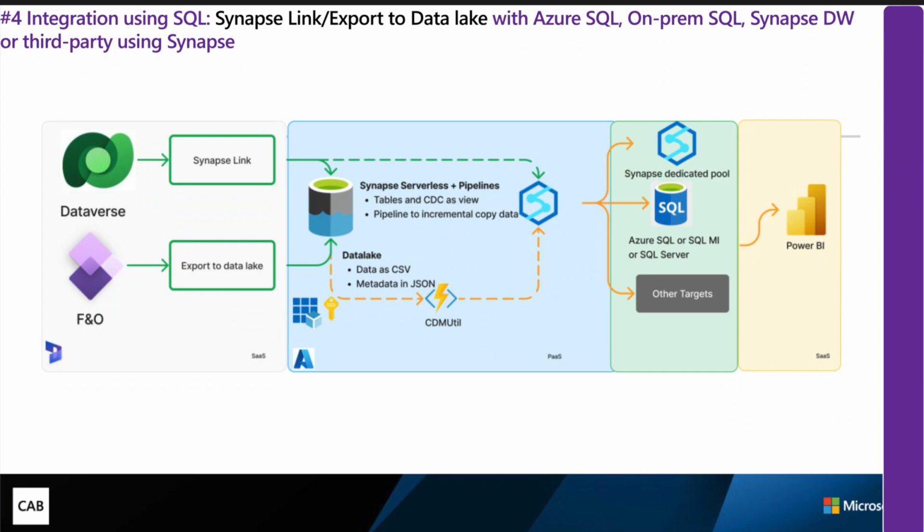With export to data lake, once the data has been shifted to your data lake, one of the key components that our customers and partners are familiar with is the CDM util. This util is used to help build and define the database schema within Synapse serverless so that it can then be consumed more easily downstream. And from Synapse serverless, you create pipelines in order to shift that data as required, whether that goes to Azure SQL or a Synapse dedicated pool or somewhere else. A pipeline can be created to help with that incremental copy of data.